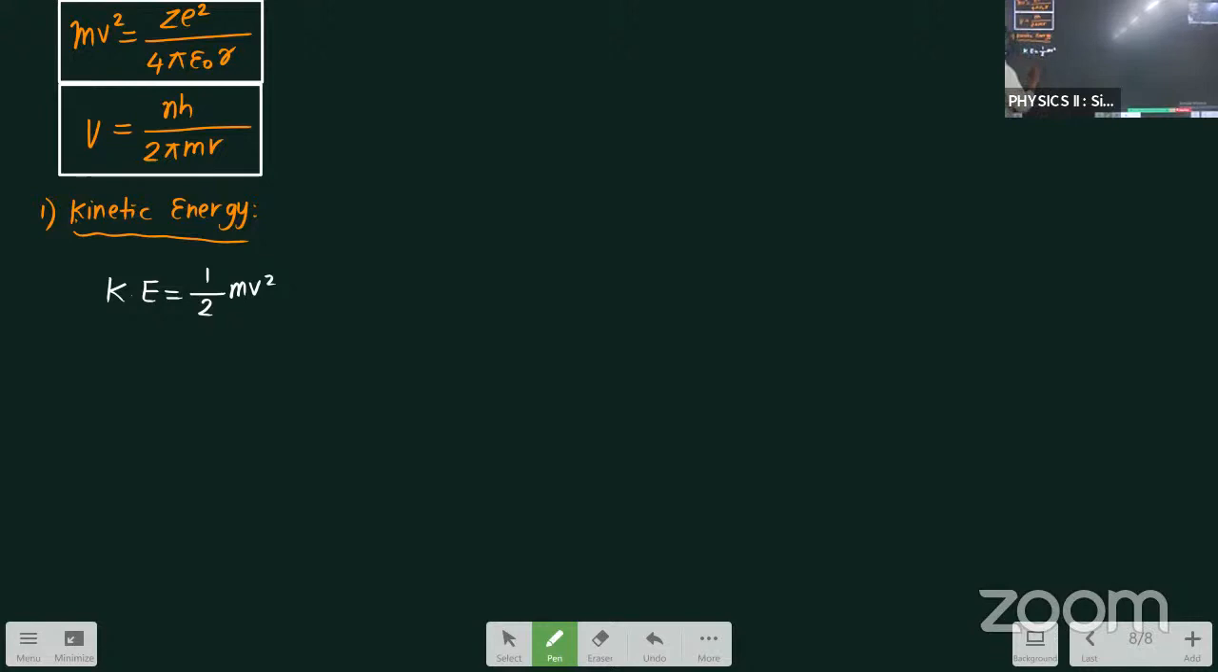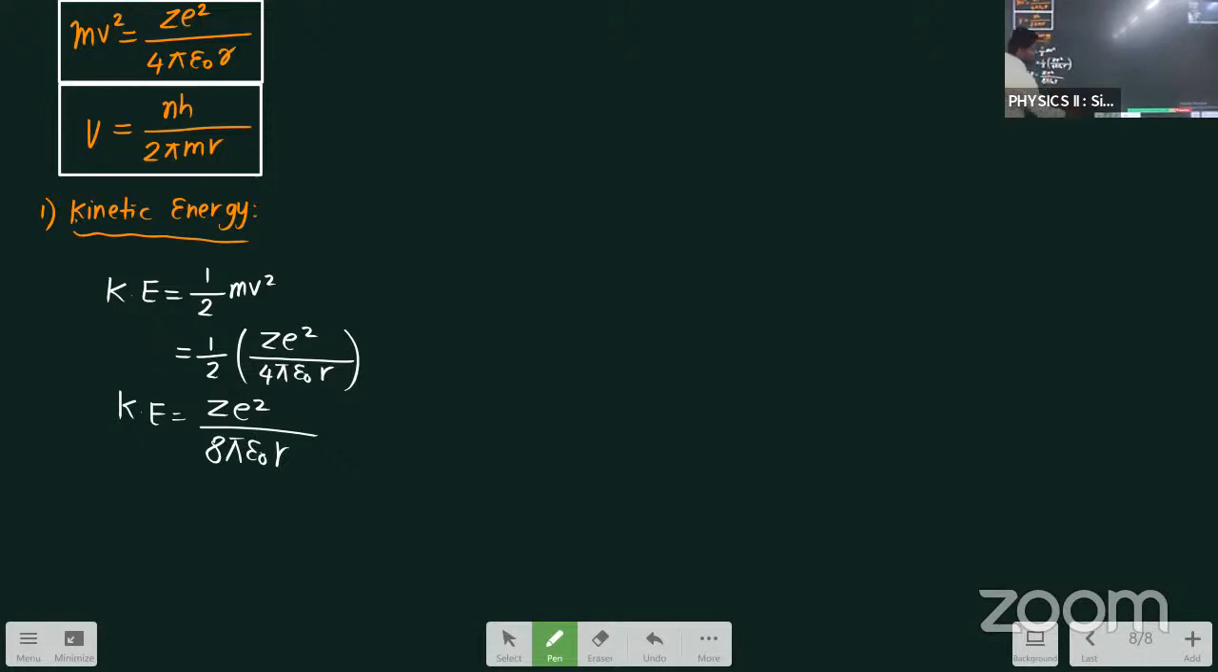What is the value of mv square? Let us substitute the value of mv square. This will become 1 by 2 into the value of mv square, which is Ze square divided by 4 pi epsilon naught into R. So what is the final expression? Kinetic energy K is equal to Ze square divided by 8 pi epsilon naught R.